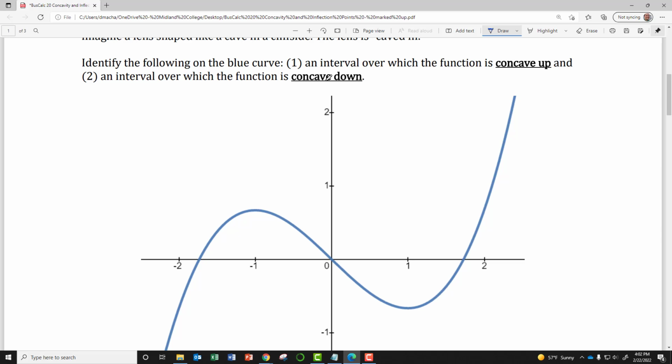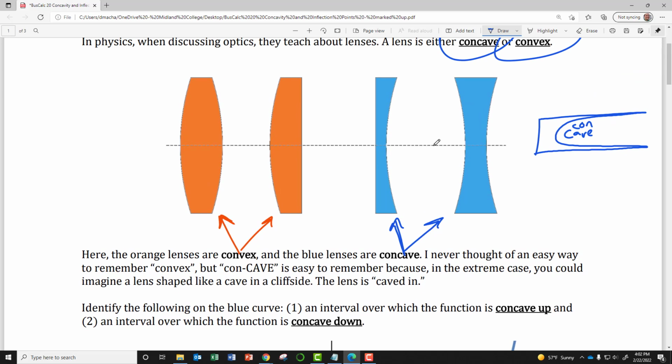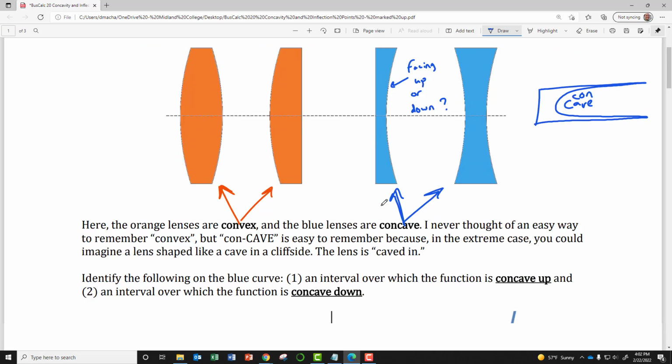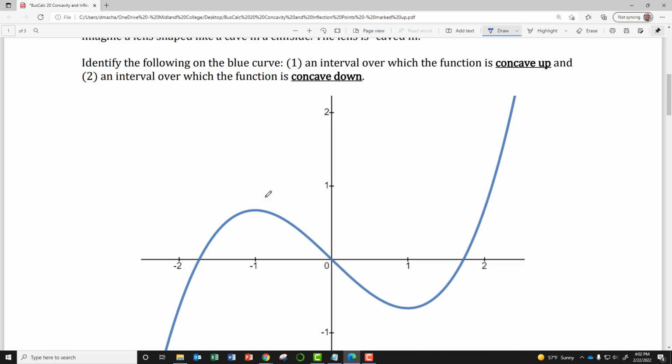And in math, we talk about places where a curve or a function is concave up or concave down. So remember this concave lens, and think about, is this face facing up or down? Basically, if you're taking a look at this blue curve, which represents some function, what you want to identify is an interval over which this function is concave up and an interval where it's concave down. You can think about this for yourself for a moment and try to come up with your own answer.